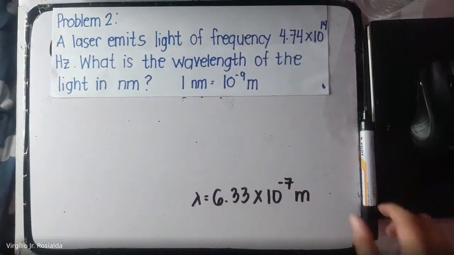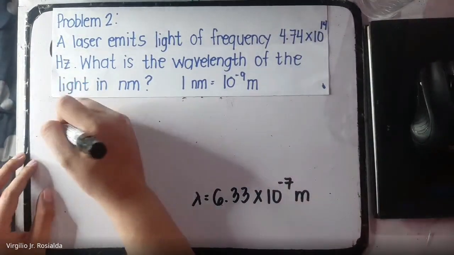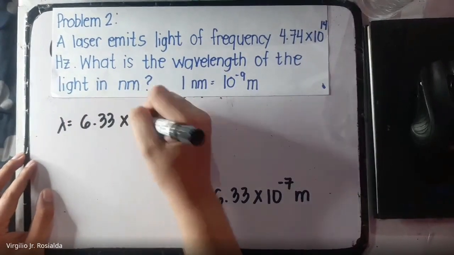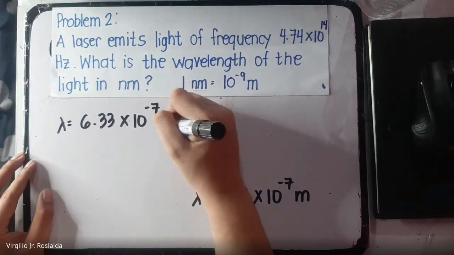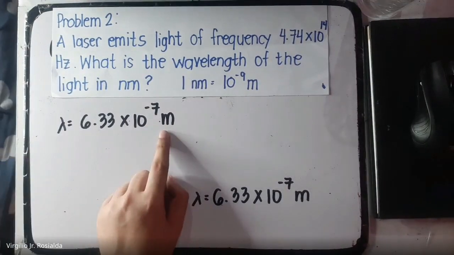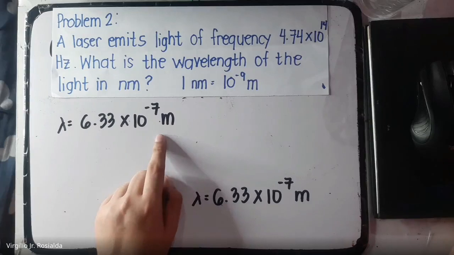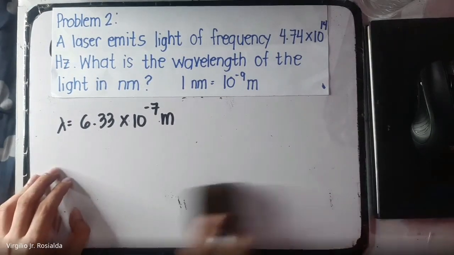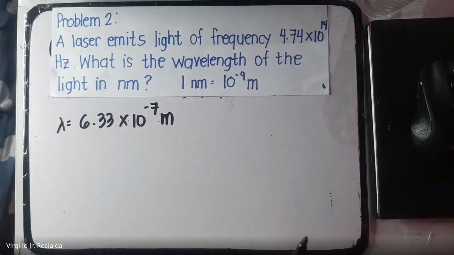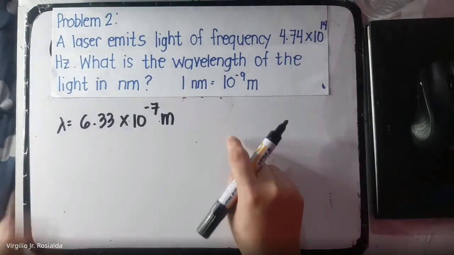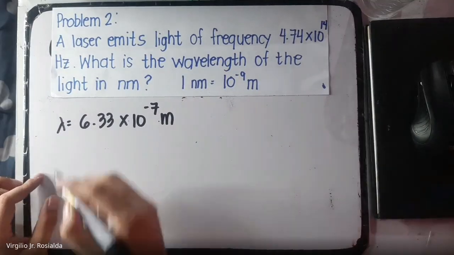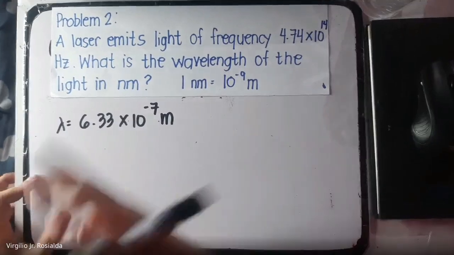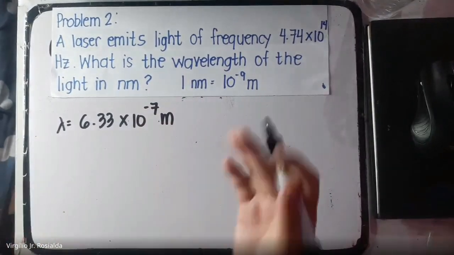Okay, now. So ito yung lambda value natin. Lambda is equal to 6.33 times 10 raised to negative 7 meters. That is the final answer. And we need to convert this one to nanometer. So anong gagawin natin para ma-convert natin yan into nanometer? We will use this particular conversion factor that we have in the problem. Madali lang. So just simply put the value here, the given, your final answer, the one that you're going to convert.